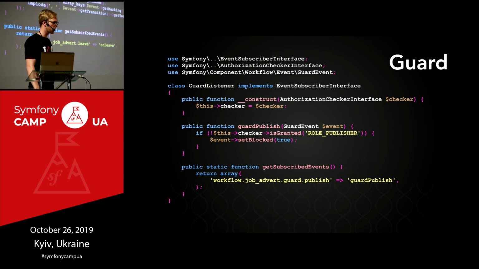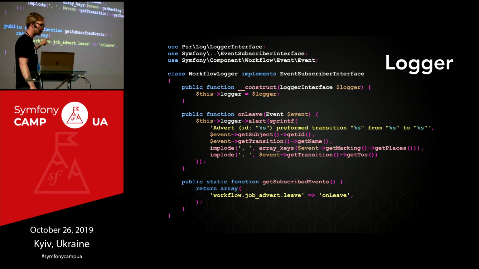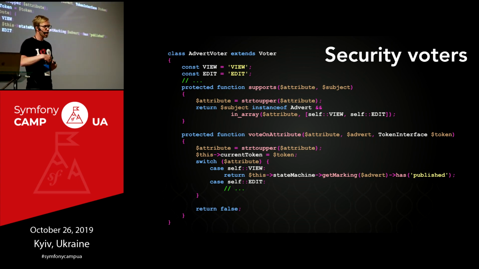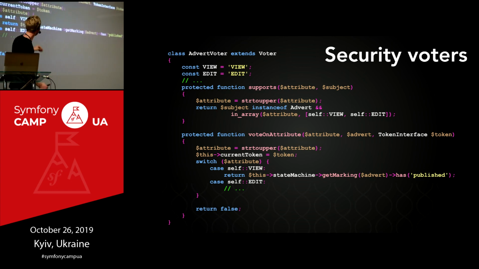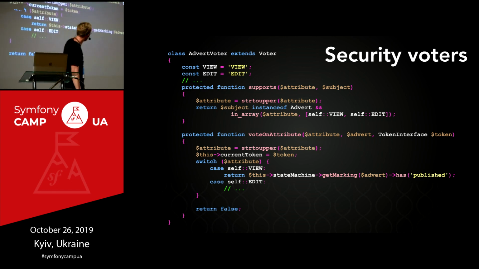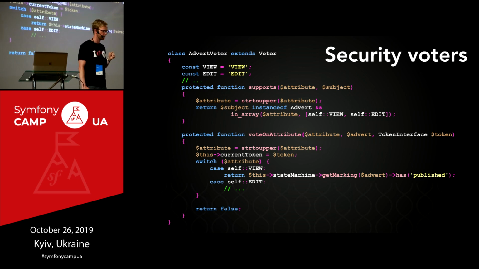You can also use this event for logging. Here I am logging everything whenever I leave a node in the job advert. Again, it's a normal Symfony event subscriber, and I just add a lot of logging messages to make sure I can follow what happens in my application. I also use these workflows in my security voters. If someone publishes an advert in my system, it should be allowed for anyone to see, but only if it's published, only if it has the state published. And this is what I'm checking here: you're allowed to view it if the state machine for this advert has published.